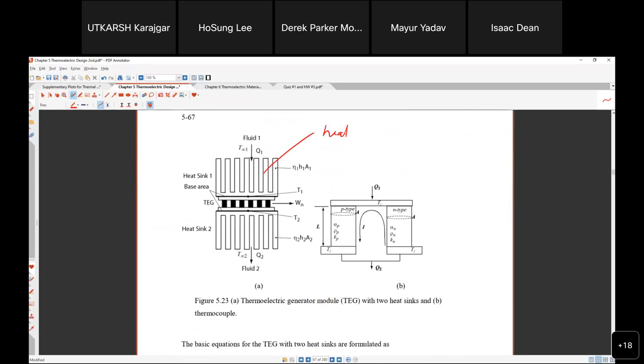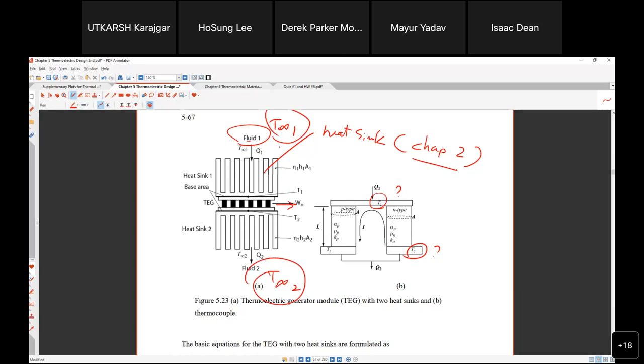If you need any information, chapter 2 has detail about heat sink. Anyhow, fluid 1 is usually high, fluid 2 is low, and with the generator we can generate electricity. Okay, look at that, current is generated. But the T_H, T1, T2 is not constant. In a nuclear reactor, the sodium fluid temperature is maybe constant, the cold water is constant, but not the junction temperature.